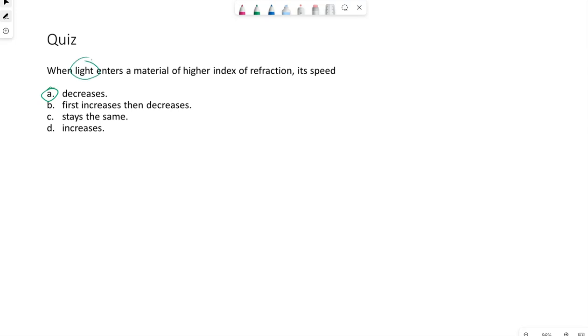Light is an electromagnetic wave. We know that the speed of light in a medium with index of refraction n is equal to the speed of light in a vacuum, 3 times 10 to the 8th, divided by n, the index of refraction. And so if light enters a material that has a higher index of refraction, n is bigger, then v gets smaller. So it slows down as it enters a new medium, a new medium with a higher index of refraction specifically.